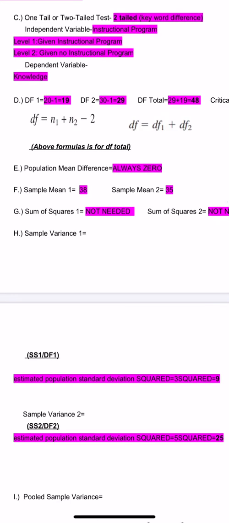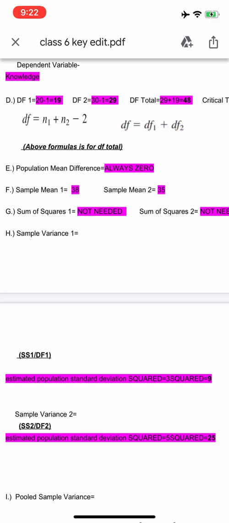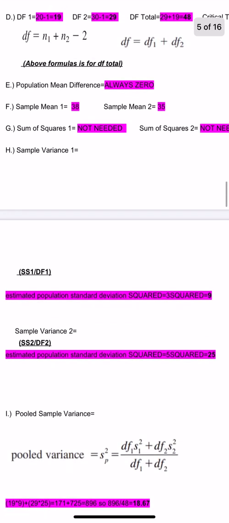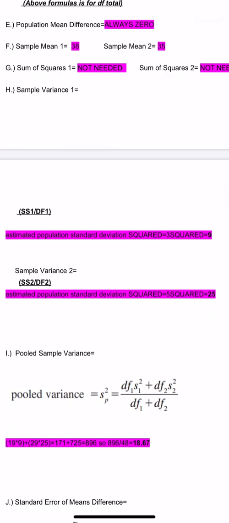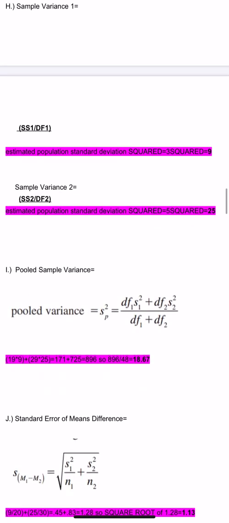So to get the variance of group 1, the sample variance of group 1, all we need to do is, the variance is the standard deviation squared. So 3 squared equals 9, and the same applies for the sample variance of 2. 5 squared equals 25. The pooled sample variance.